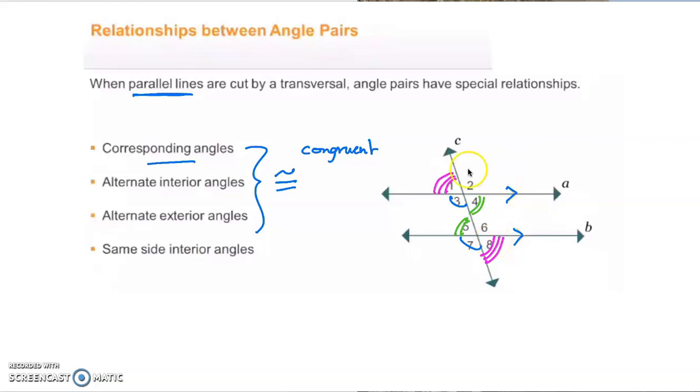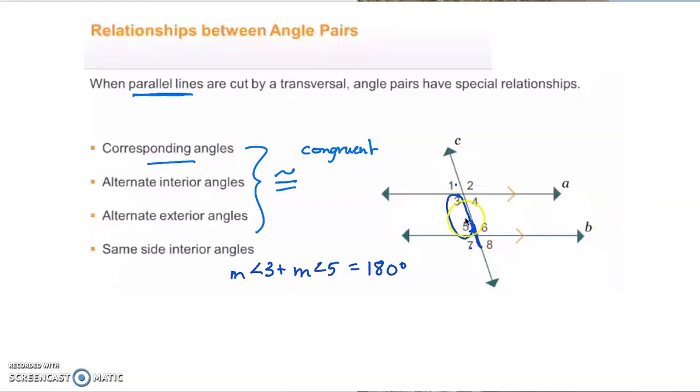The same side interior angles are a little bit different. This is the one you're going to have to remember is different, but it will make sense once we go through this. If we have two same side interior angles like 3 and 5, they're on the same side. We know 3 and 7 are congruent, and 1 and 5 are congruent, and those two form 180 degrees. So for same side interior angles, the measure of angle 3 plus the measure of angle 5 is equal to 180 degrees, or a straight line.